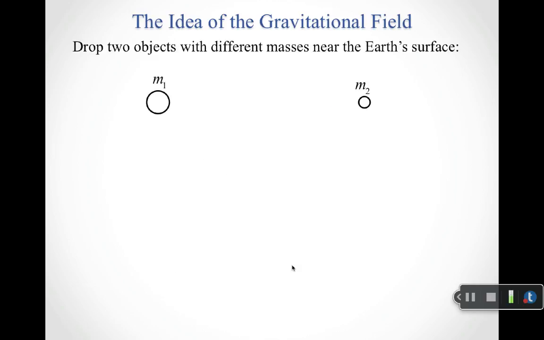Well, let's go back to something from the very beginning of 298. Let's say I drop two objects with different masses near the surface of the Earth. So here's mass 1, and it's clearly bigger than mass 2. And I drop them, and I know that there's going to be a larger gravitational force on mass 1 than there is on mass 2, because I get this by saying this is just mass times little g, and little g near the surface of the Earth is 9.8 meters per second squared. So if mass 1 is bigger, it's going to have a larger weight, it's going to feel a larger gravitational force.